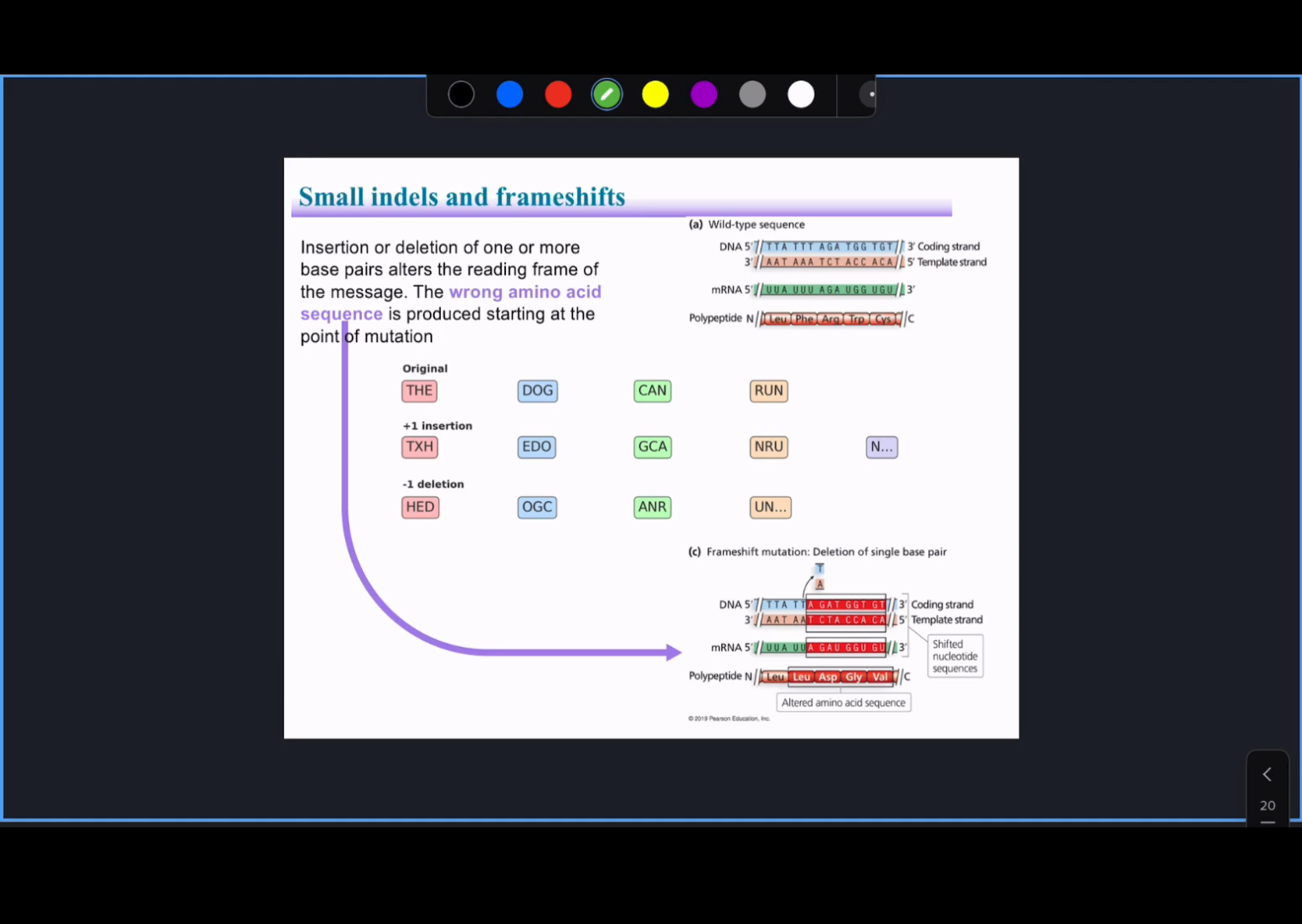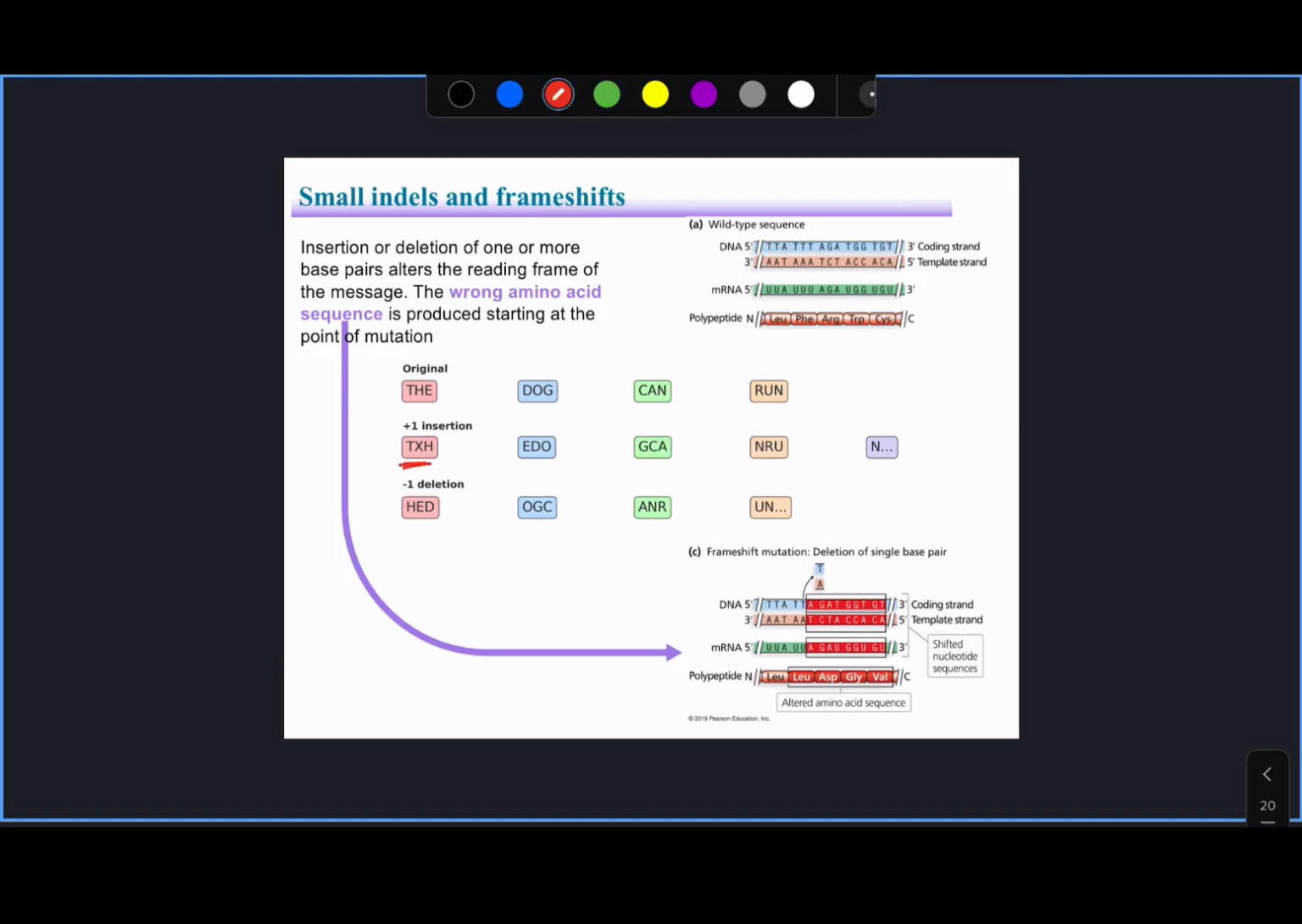This is something that I should have shown before. Anyway, so to illustrate this concept, let's say that we have an original message that is the dog can run. And I insert one letter. We talked about deletions before. Now let's do it with an insertion. I insert one letter where the E was. Between the T and the H, I insert an X. Right? So there's that new letter there.